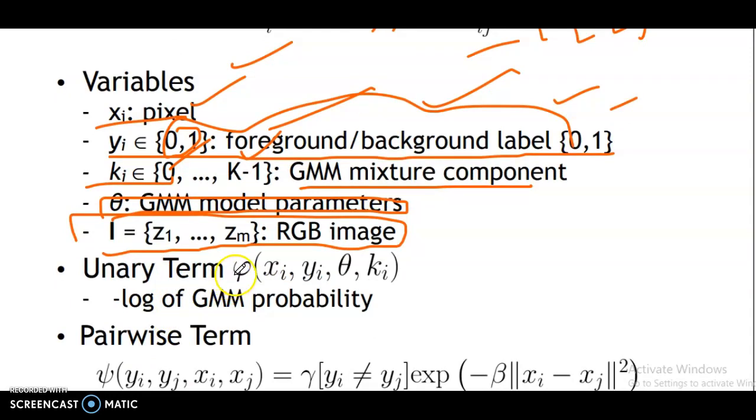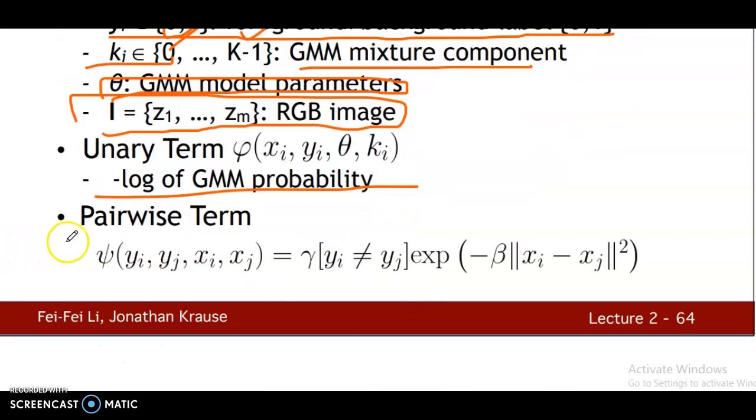Unary term pi of xi, yi, theta, ki is the log of the GMM probability. Pairwise term psi of yi, yj, xi, xj equals indicator yi not equal to yj times exponential of minus beta times the squared norm of xi minus xj.